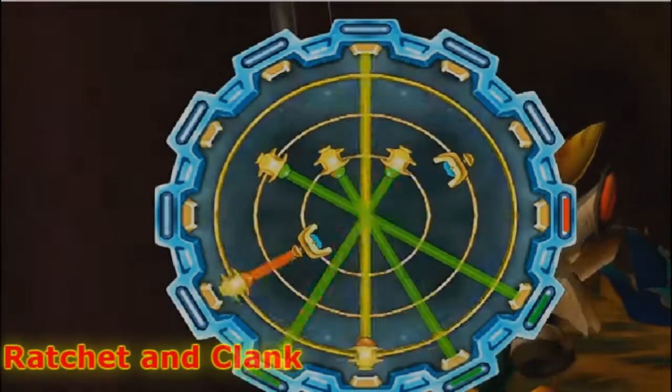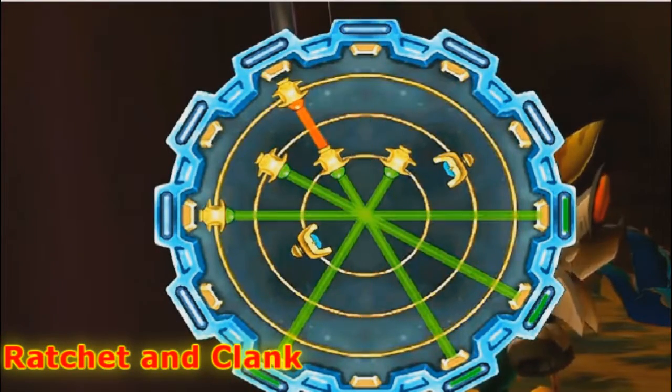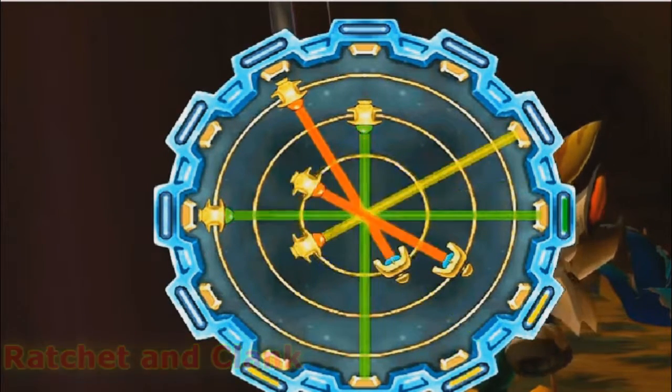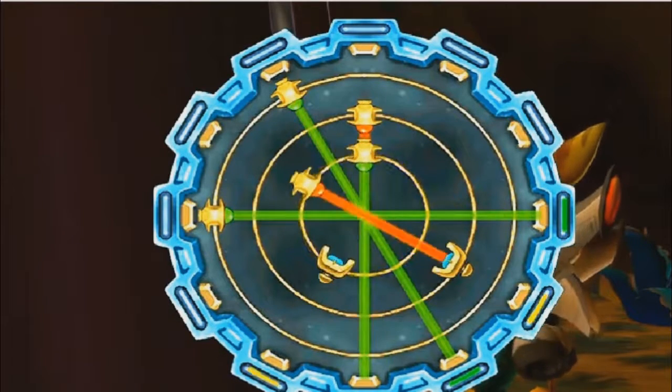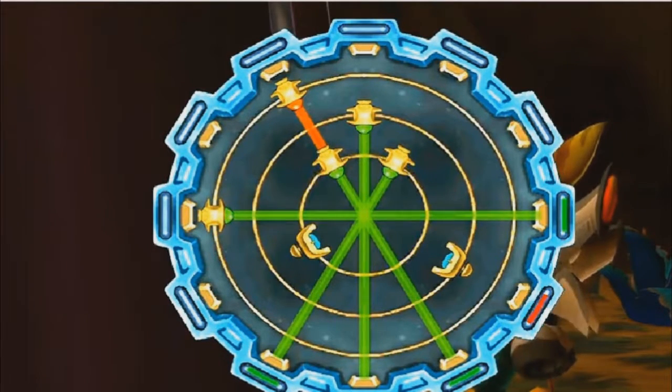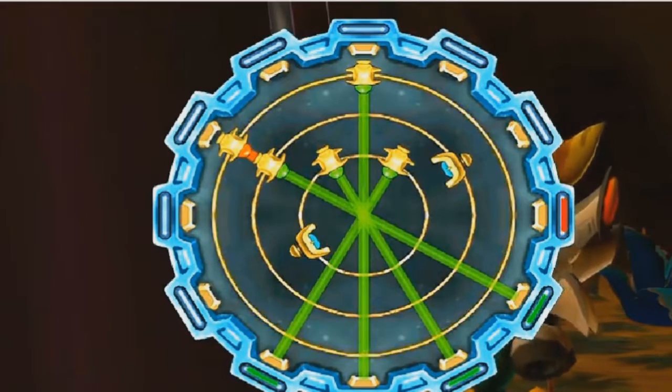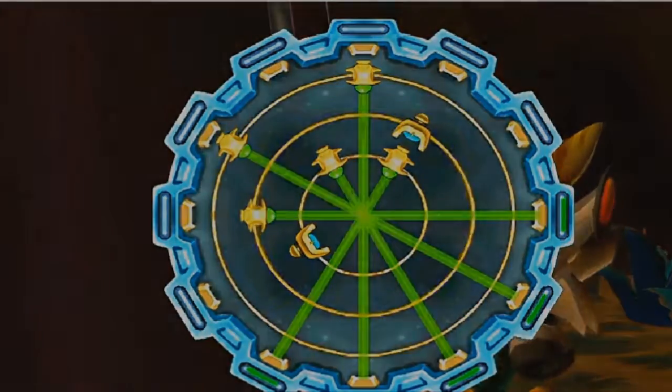This is an example of a puzzle in Ratchet and Clank. To solve this puzzle, the player must rotate the rings so that all of the lasers line up with the flashing markers on the outer edge. The player knows the laser is lined up when the laser turns green. That's it. Puzzle solved. Another common type of conflict is obstacles in the environment.